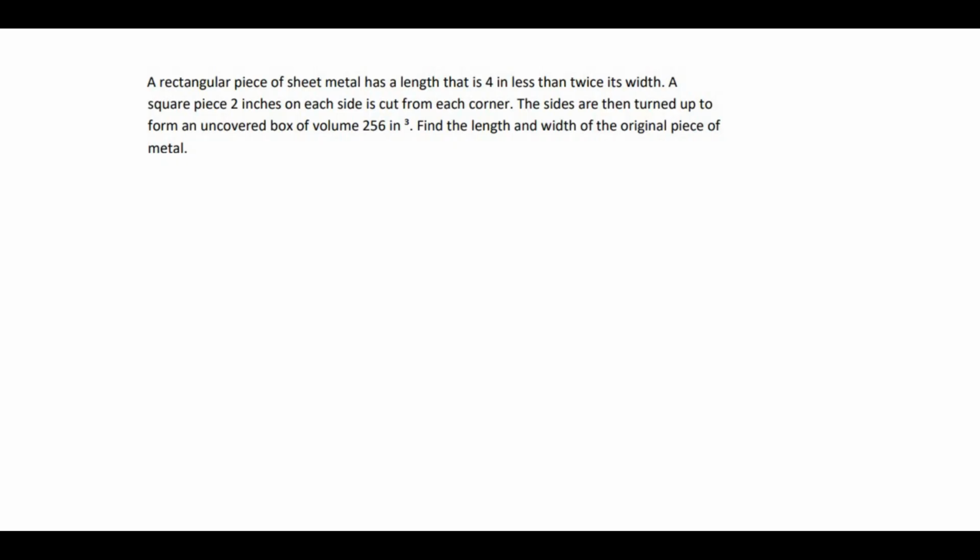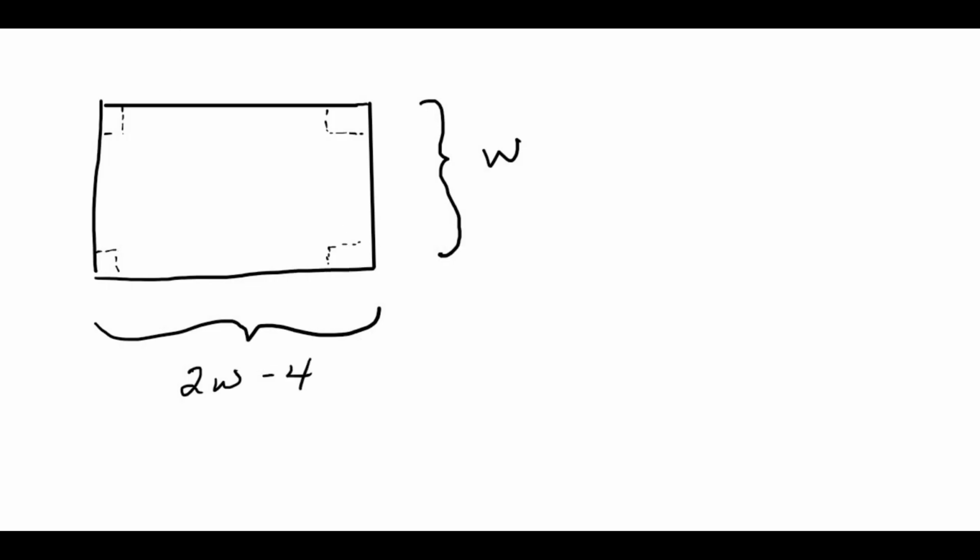And as always, when you start with a word problem, especially one that's based in geometry, you need to sketch a picture of what's going on. This whole width of the piece of sheet metal, I'm going to call W. And this whole length is 4 inches less than twice the width, so this is 2W minus 4. Each square that I'm going to cut out is 2 by 2.